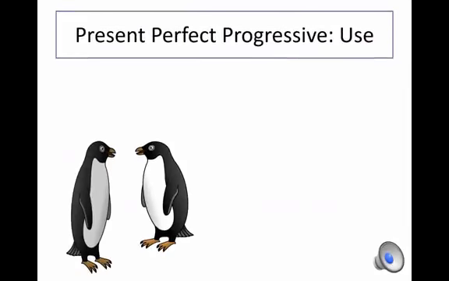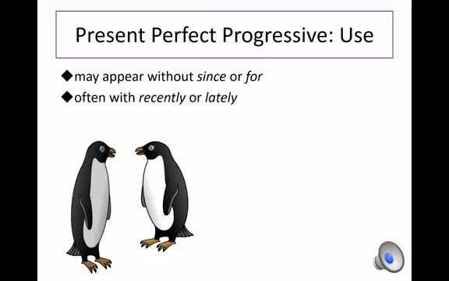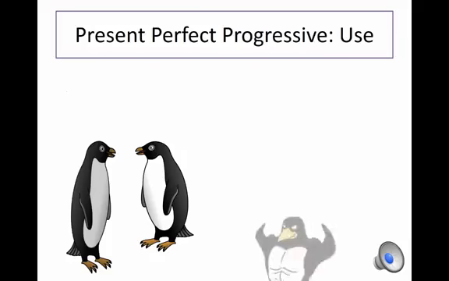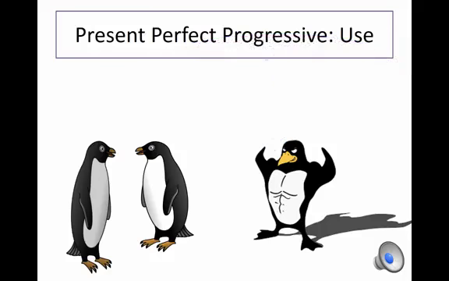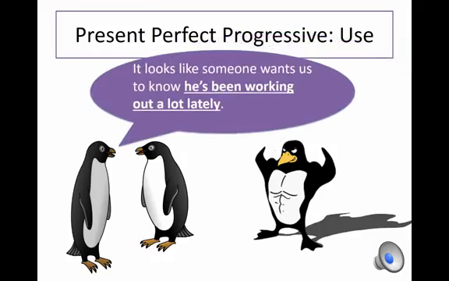It is possible to use the present perfect progressive without since or for. Often, we can use it with the adverbs recently or lately to talk about a recent habit. Grr, look how strong I am. It looks like someone wants us to know he's been working out a lot lately.